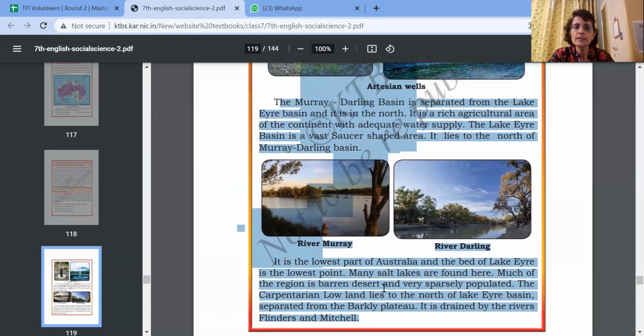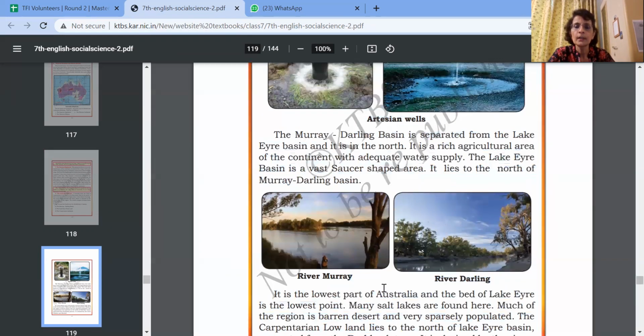So you basically need to know that the first point here is the Murray-Darling Basin is separated from the Lake Eyre Basin and it is in the north. Just mark this as the first point. It is rich agricultural area of the continent with adequate water supply. Okay, with adequate water supply. Mark this as the second point. This is the second point here, starting from here.